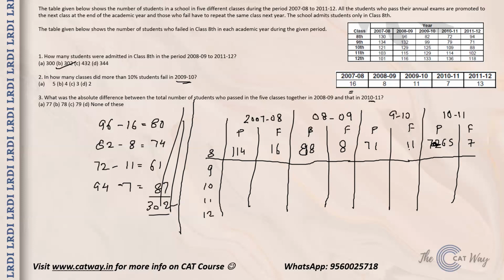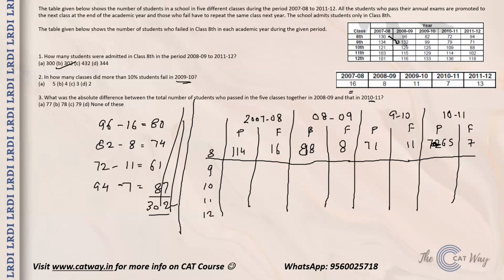There are a total of 134 students in 2007-8, but in 2008-9 you have 132 students. Now the students who were in class 8th will come to 2008-9 and be a part of class 9.